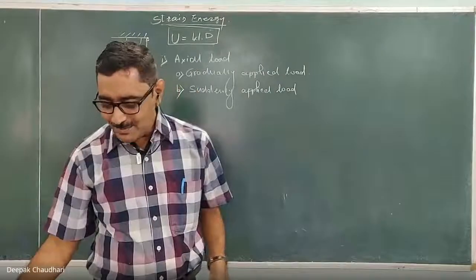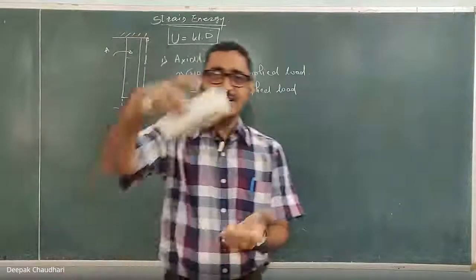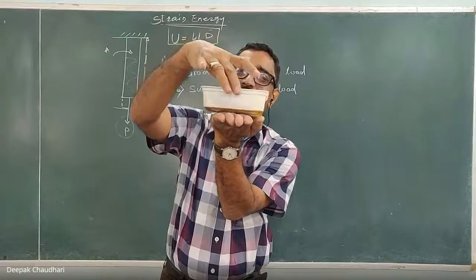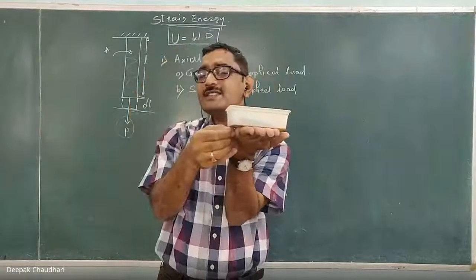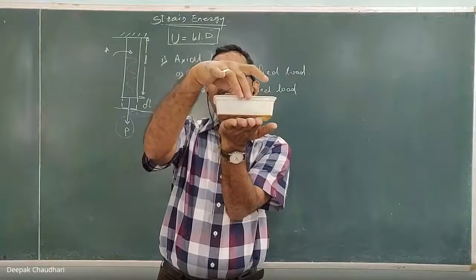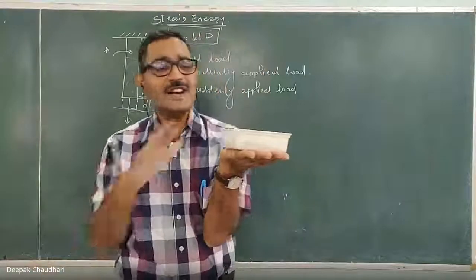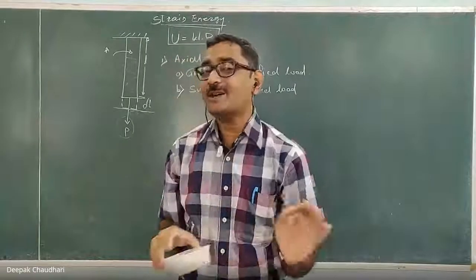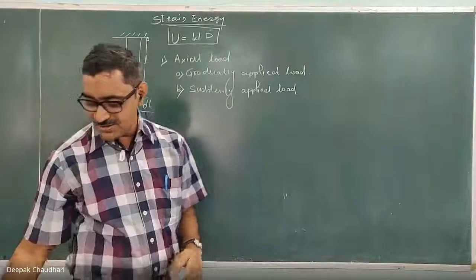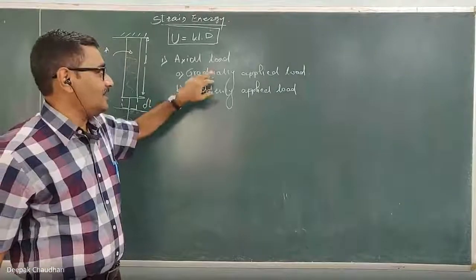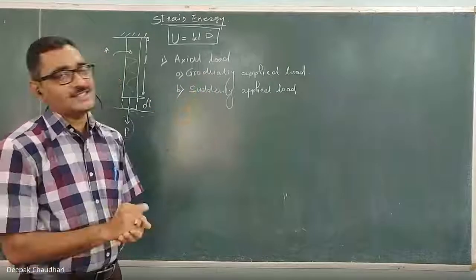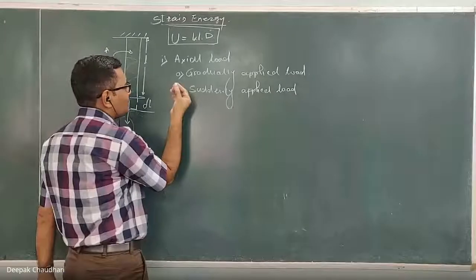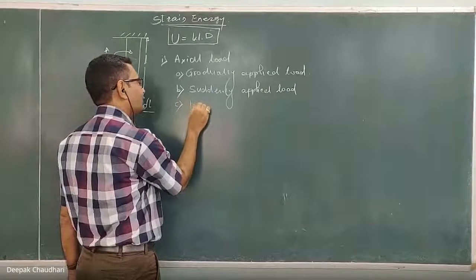For example, if I place a certain load from a very small distance above this surface and release it, the load is applied on the surface suddenly. That is known as a suddenly applied load. I hope that you understand the difference between the gradually applied load and the suddenly applied load.